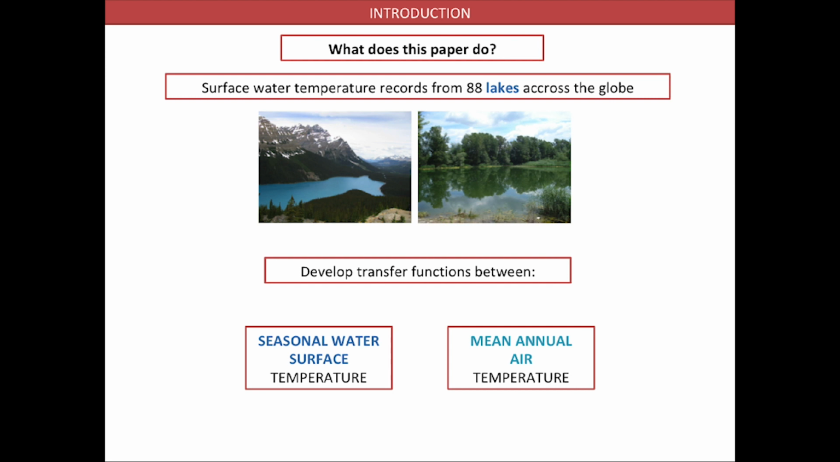So what does this paper here do? This paper examines surface water temperature records from 88 lakes across the globe to develop transfer functions that relate seasonal water surface temperature to mean annual air temperature.